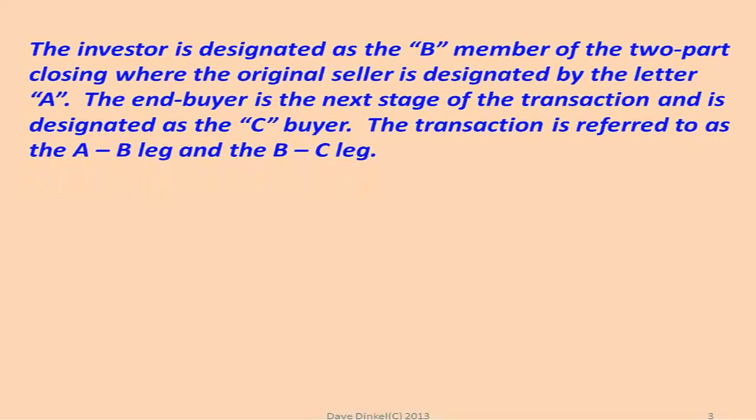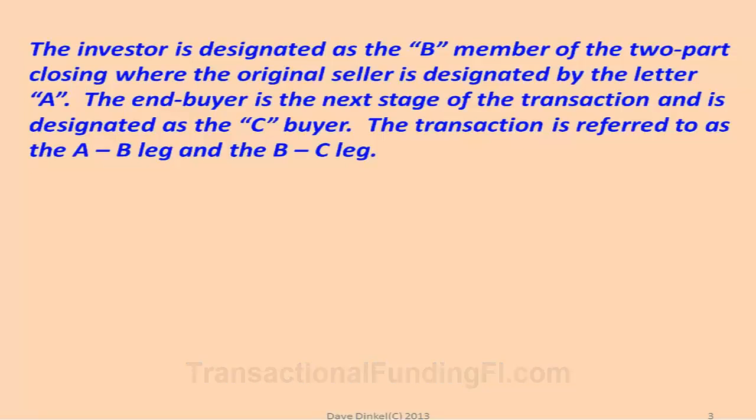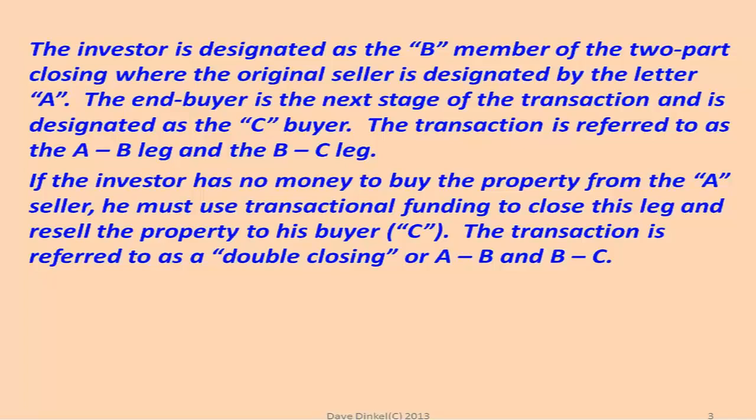The investor is designated as the B member of the two-part closing, where the original seller is designated by the letter A. The end buyer is the next stage of the transaction and is designated as the C buyer. This transaction is referred to as the A to B leg and the B to C leg. If the investor has no money to buy the property from the A seller, he must use transactional funding to close this leg and resell the property to his buyer C. This transaction is also referred to as a double closing, or A to B and then B to C.